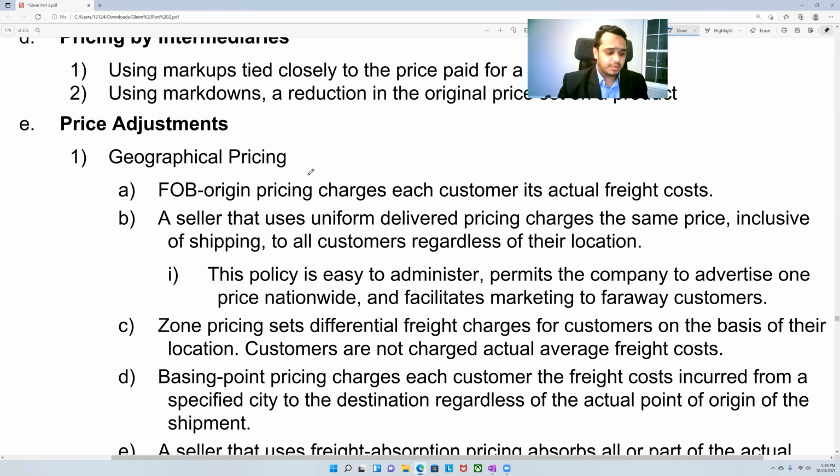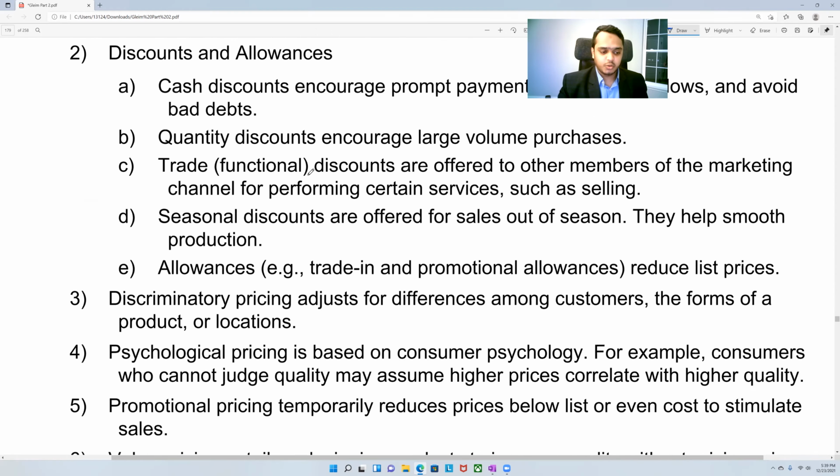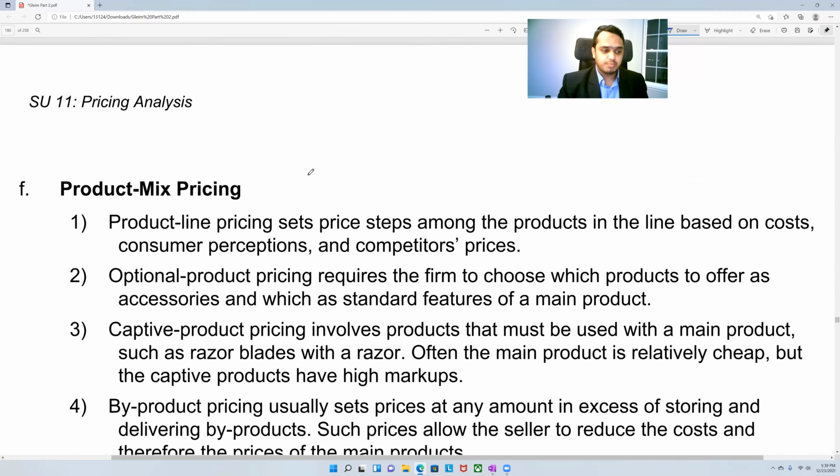Now geographical based pricing, you guys can go through it. Nothing much big in it. Product mix pricing is nothing but coming up with packages like 1+1 free, or you package stuff and sell it at bundle prices.